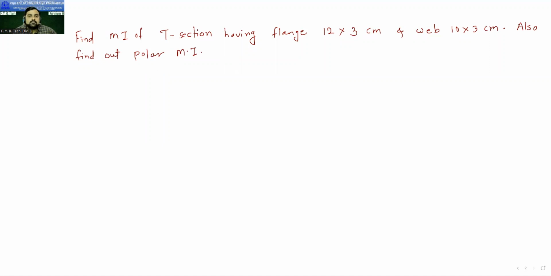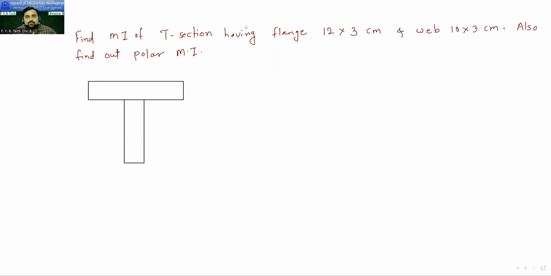Now from the problem, what is the problem? A T section is given. The flange of the T section is 12 by 3 and the web of the T section is 10 by 3. And we need to find out the MI and the polar moment of inertia also. So here I will draw the T section first. This is the flange of the T section. Now we will draw the web. This is the web.